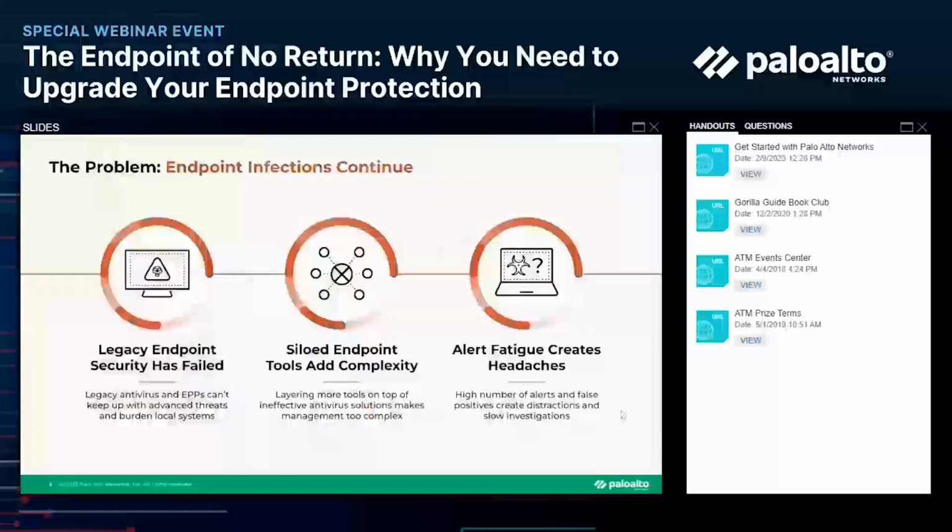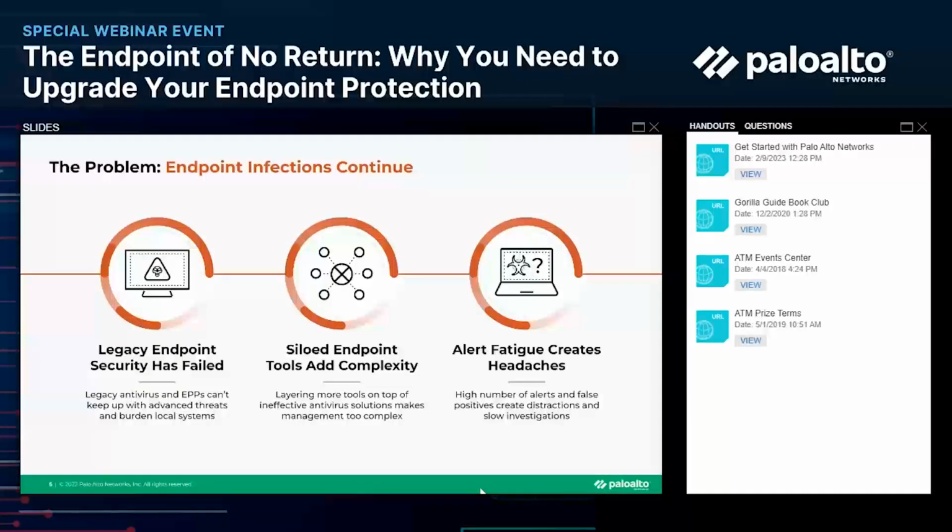So why is this happening? Why do endpoint infections continue to rise? What's going on? Simply put, legacy endpoint security has failed. The protection that antivirus tools provided 10 years ago is just no longer effective given today's innovations.